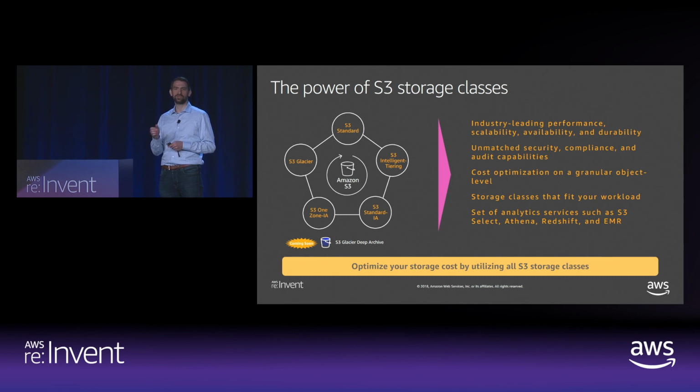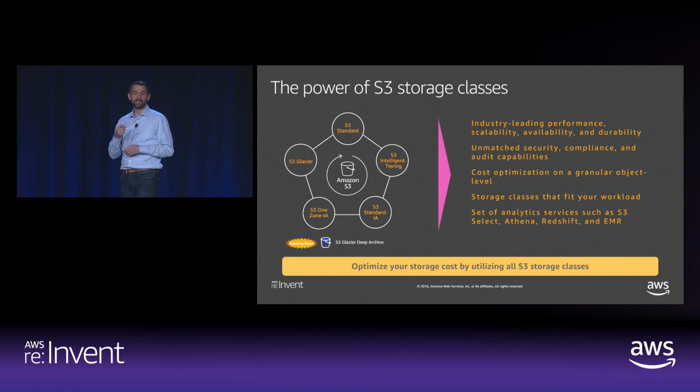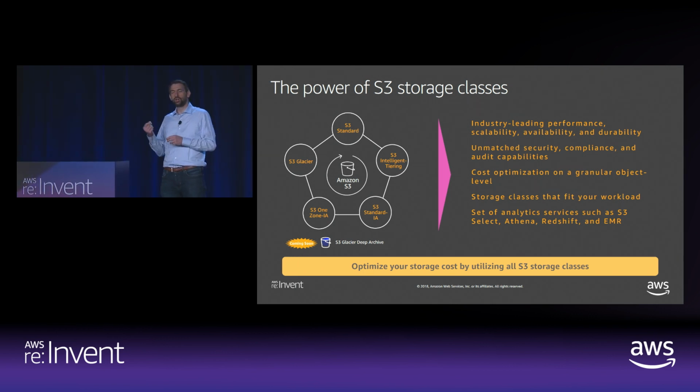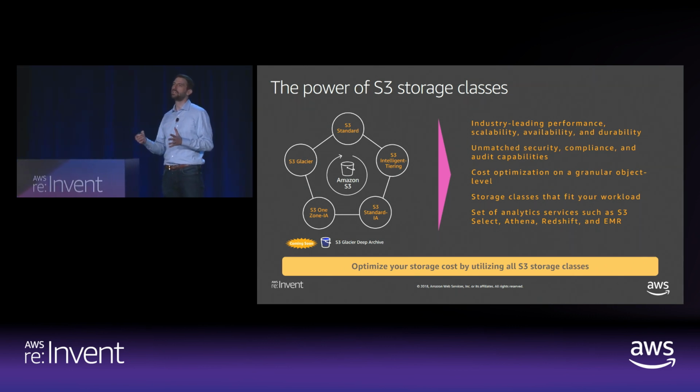Storage classes are part of S3, and because they're part of S3 and they're the way you store data, they get the same advantages. S3 has industry-leading performance, scalability, and availability. You have unmatched security and compliance. I didn't talk about that today, but there are tons of features around that, and tons of talks about that this week. You can optimize each storage class on a granular object level, which is very unique. You have different options with storage classes that really fit your workload. And on top of that, you can use all of our analytics services, like S3 Select, Athena, Redshift, or EMR. So S3 is a very powerful data lake, and the S3 storage classes are the way you can store data.